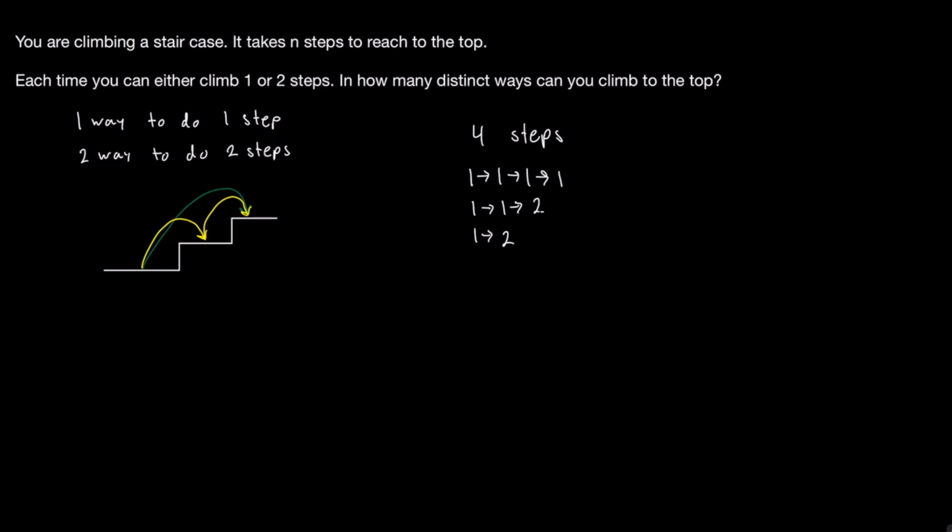We can start on the first step again, jump to the 3rd step, and then take one more step to the 4th one. Or what we can do is just immediately start on the 2nd step, take 1 step to the 3rd, then 1 more to the 4th. Or last but not least, go to the 2nd step, then go to the 4th step.